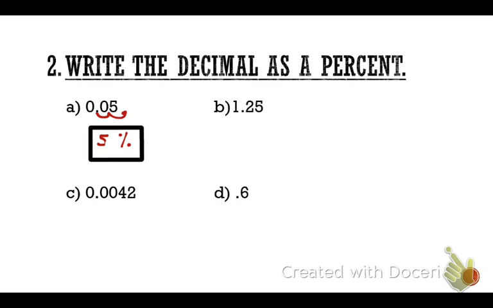Olivia, which direction am I going to be moving my decimal point? 2 places to the right. 1, 2. What's my answer? 125%. I want you to bump it off for someone to do problem C.